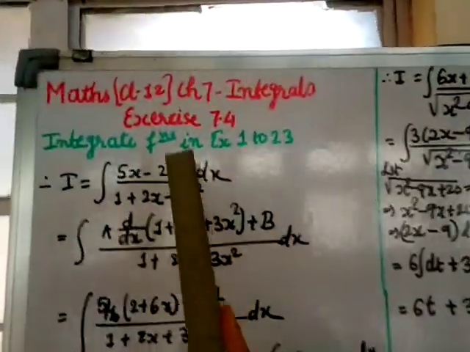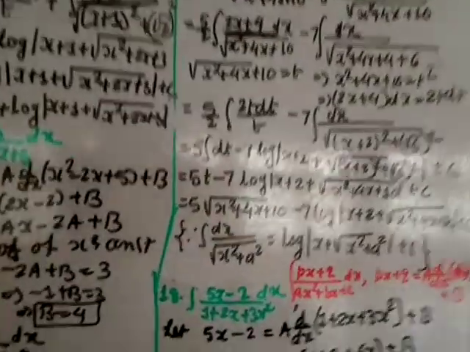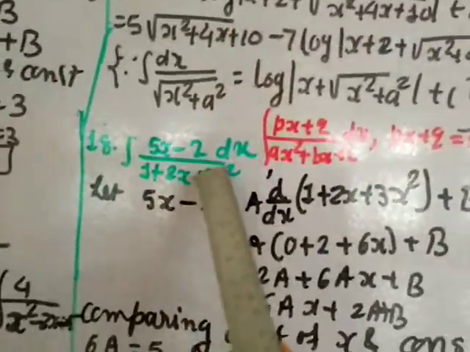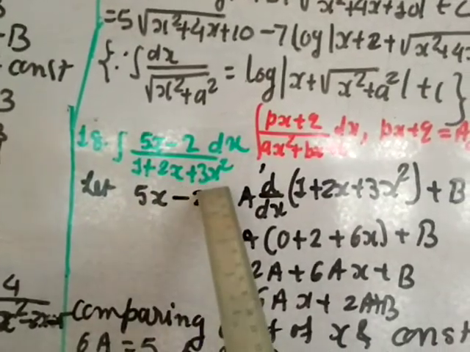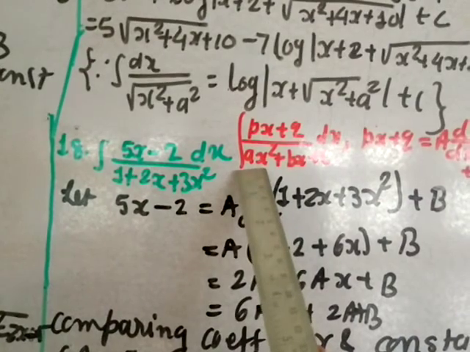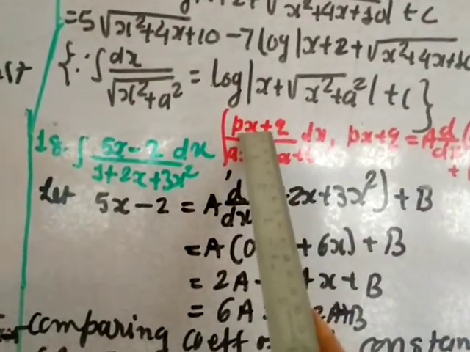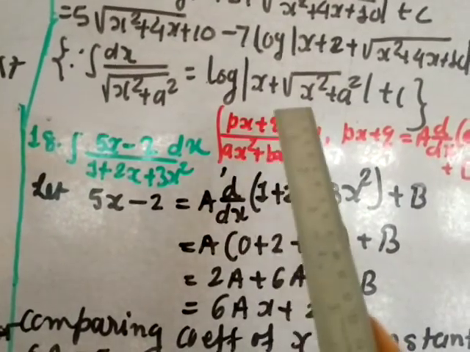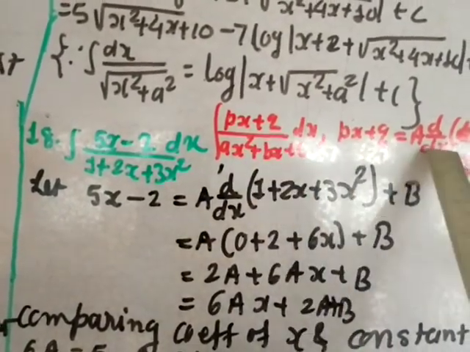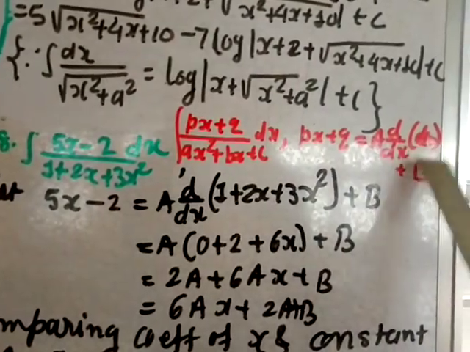Mathematics Class 12 Chapter 7 Integrals Exercise 7.4 Question number 18: integral of (5x minus 2) divided by (1 plus 2x plus 3x square) dx. This is of the form (px plus q) divided by (ax square plus bx plus c) dx. For this we write the numerator equal to A times the differential of the denominator plus B.